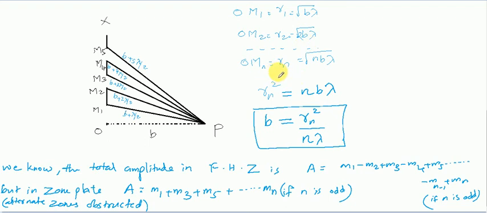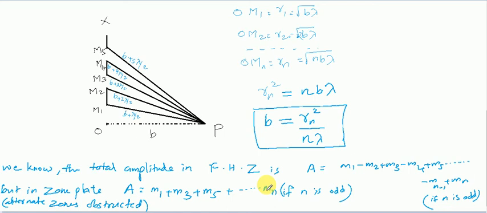In a general way, Rn, the radius of the nth zone, is root of n b lambda. Squaring that, Rn square equals n b lambda, and b equals Rn square divided by n lambda. So we know that in the case of a Fresnel half period zone, the total amplitude at the point P is M1 minus M2 plus M3 minus M4 plus M5 etc. minus Mn minus 1 plus Mn if n is odd. That is the case of Fresnel's half period zone.